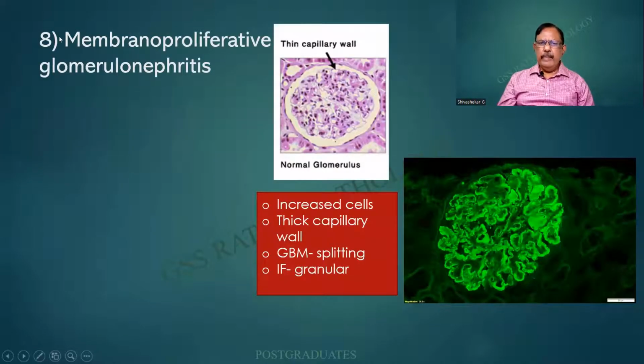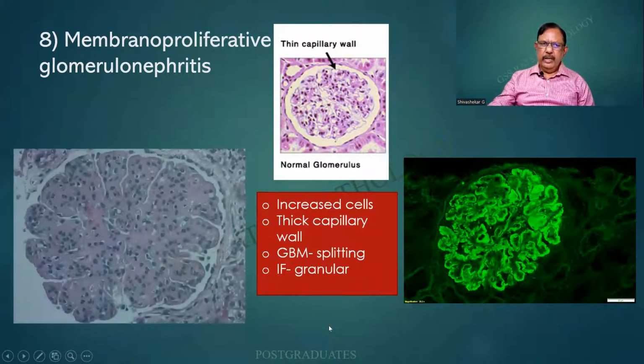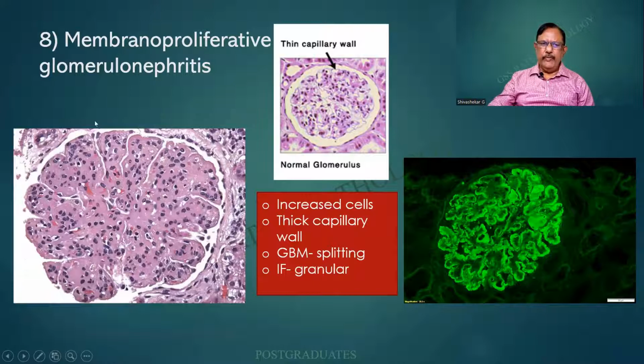The next disease is membranoproliferative glomerulonephritis. So here, the normal capillary has got a thin wall as such. And what happens in a case of membranoproliferative? You find that there is a proliferation of the cells. It is not nodular, but it is uniformly proliferating and fills up the Bowman space. There is an increase in the number of cells. Capillaries are thick-walled. I'll be able to find the eosinophilic material in between, indicating that it is the basement membrane. And the basement membrane also can go to the extent of getting split.